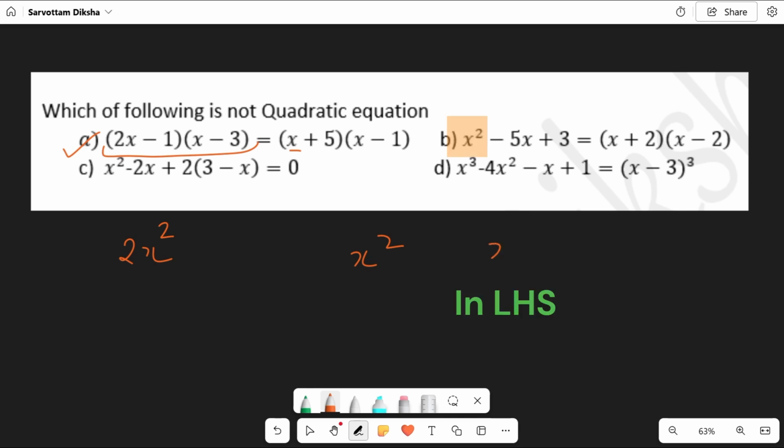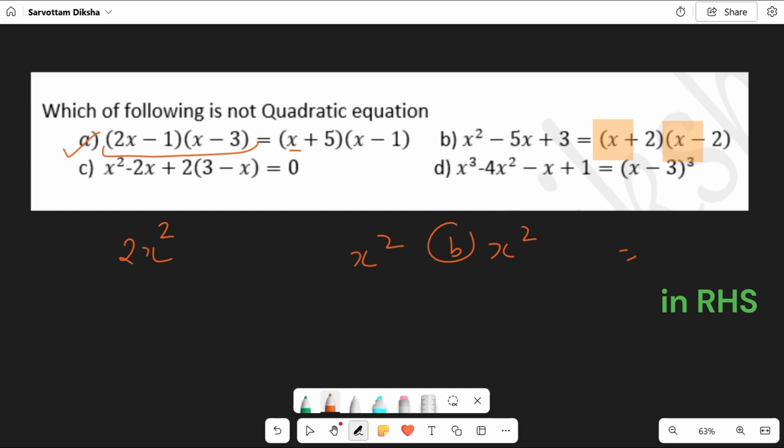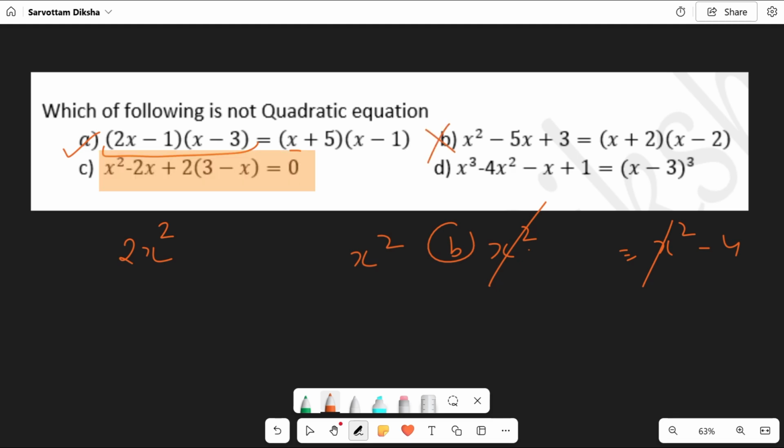I have x square and here if I multiply I will get x square minus 4. I need not check the others, it will get cut. So it is a linear equation. This is not a quadratic equation. Here I don't think x square will get cancelled by any other thing. So it is a quadratic equation.